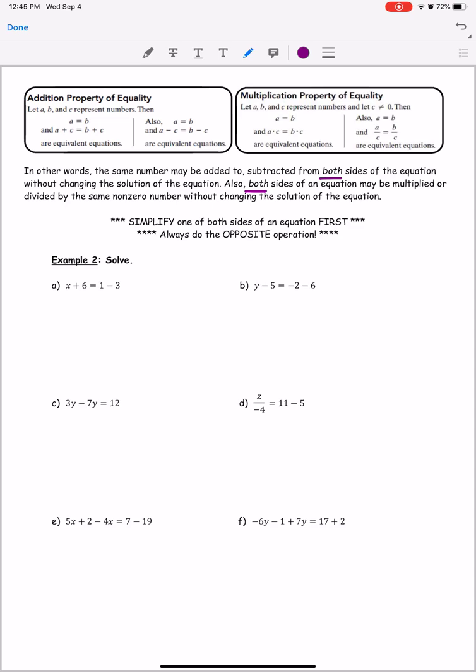So, when we solve these every single time, the first thing you need to do is simplify both sides of the equation. After you simplify both sides of the equation, then we're going to do our opposite operations.